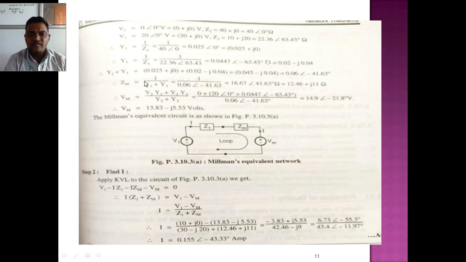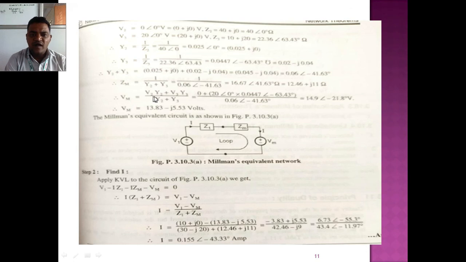That's why Z of M is equal to 1 upon Y2 plus Y1, which is equal to 1 upon 0.06 at an angle of minus 41.63. So what you do, you just divide the magnitude part. That's why 1 upon 0.06 is equal to 16.67. The angle here is 0, so 0 minus minus 41.63, that's why minus minus becomes plus, then your magnitude is 16.67 at an angle of 41.63. So this parameter is converted from the polar form into the rectangular form, which is 12.46 plus j11 ohm.